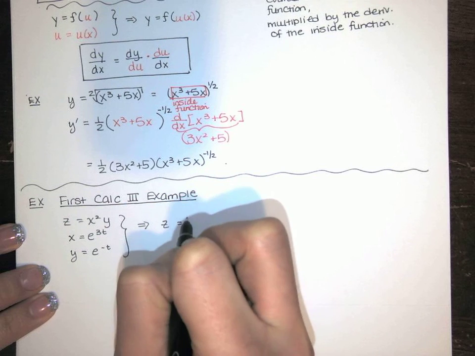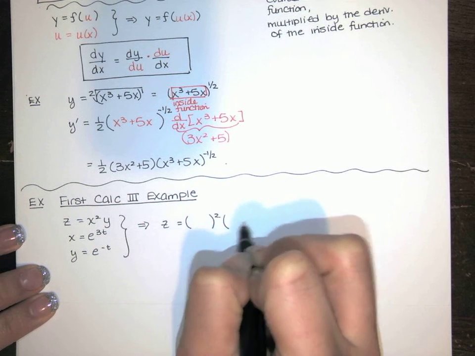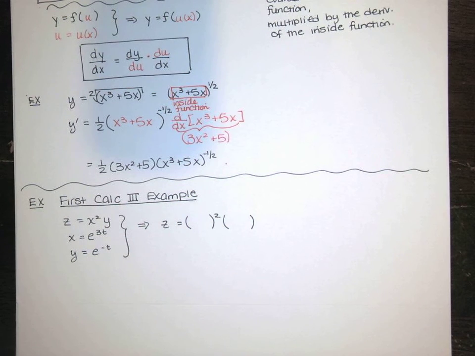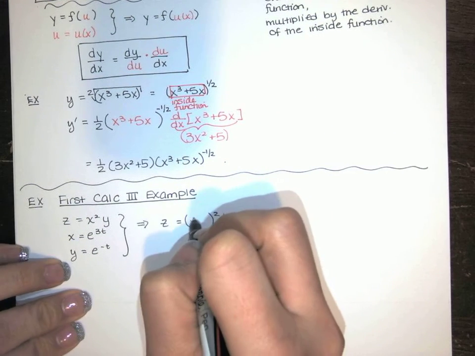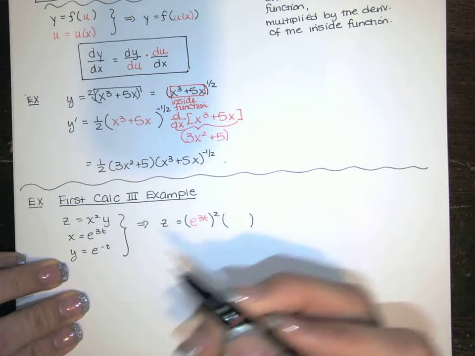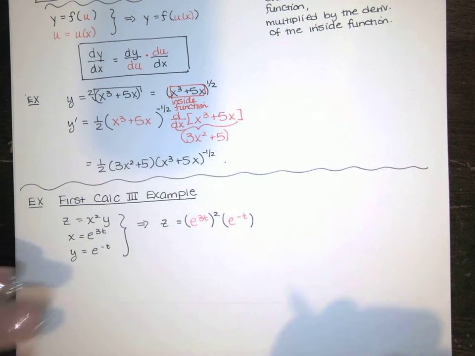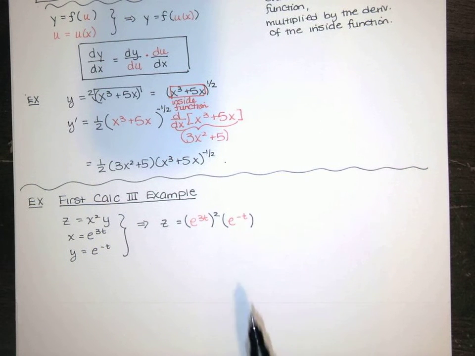So z is x squared times y, and x can be replaced by e to the 3t, and y can be replaced by e to the negative t. Now, using exponent properties, I can simplify this, and then I can just differentiate the function. That's going to give me the derivative of z with respect to t.